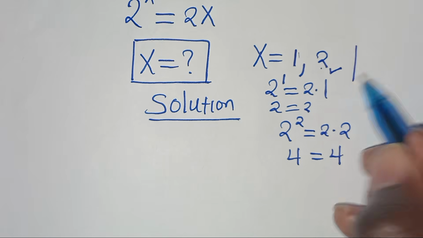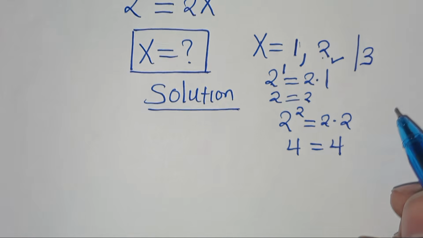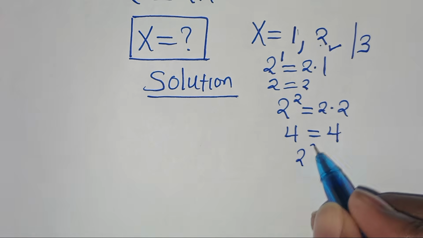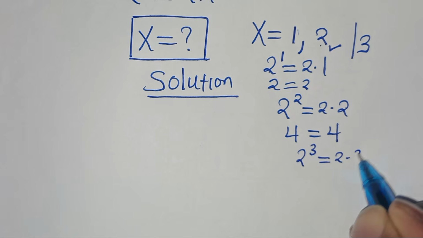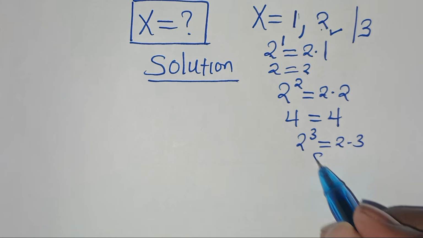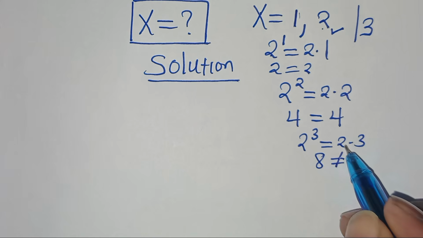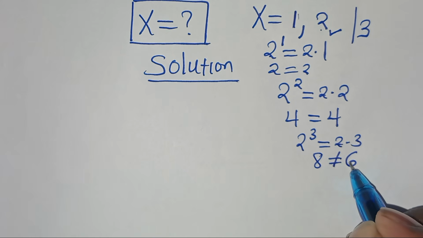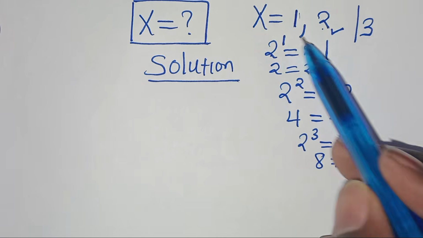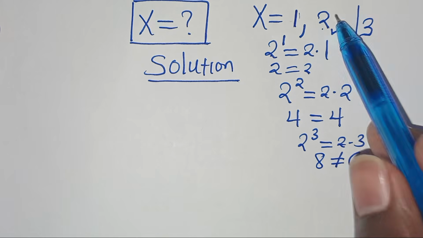Now let's check x equal to 3. In this case we have 2 to the power of 3, which is equal to 2 times 3. 2 to the power of 3 is 8, and this is not equal to 2 times 3, which is 6. So we have that x equal to 1 and 2 are the solutions.